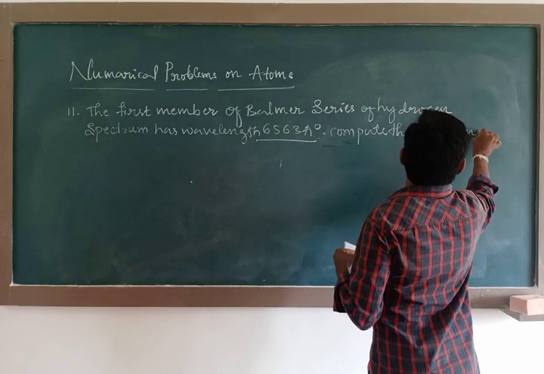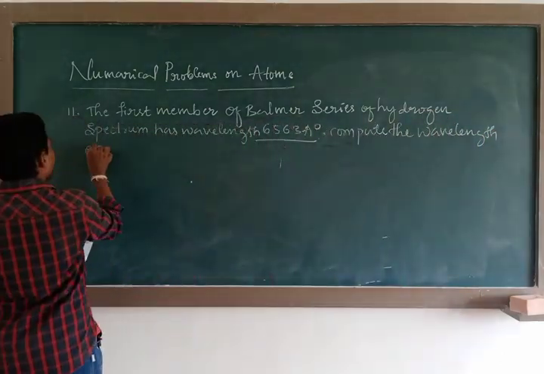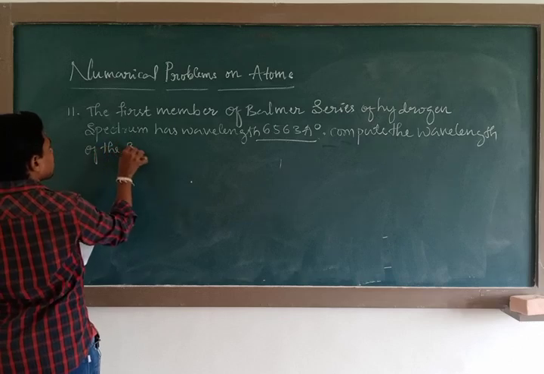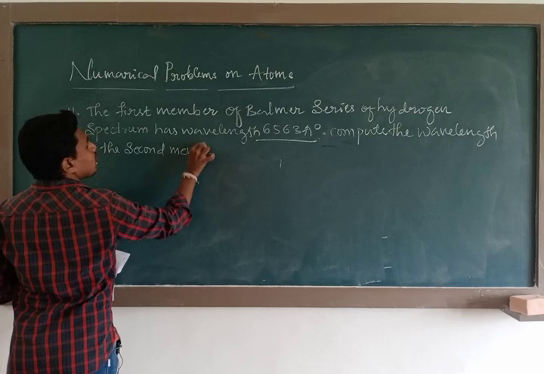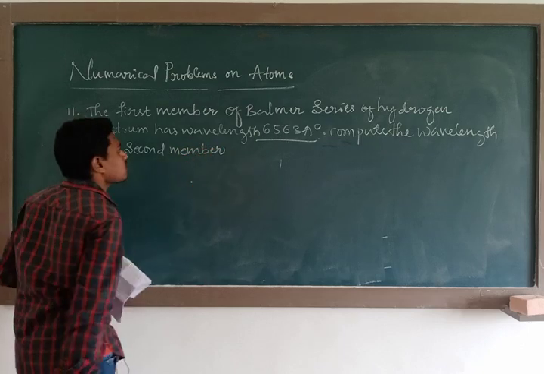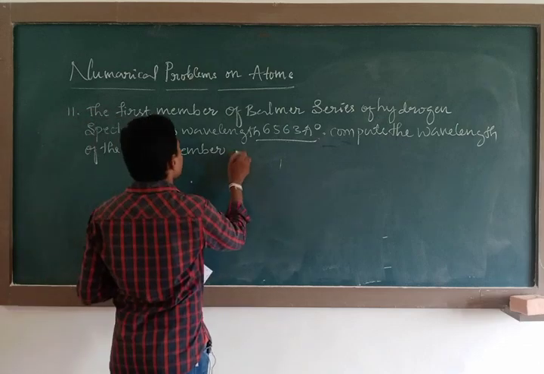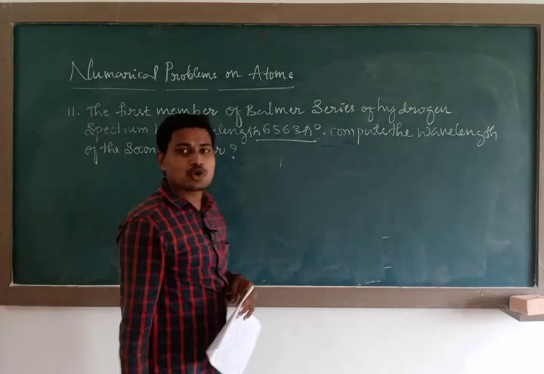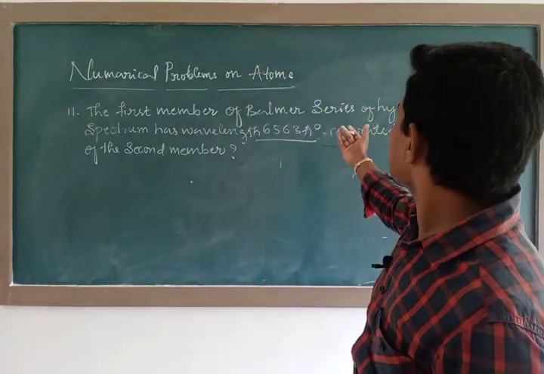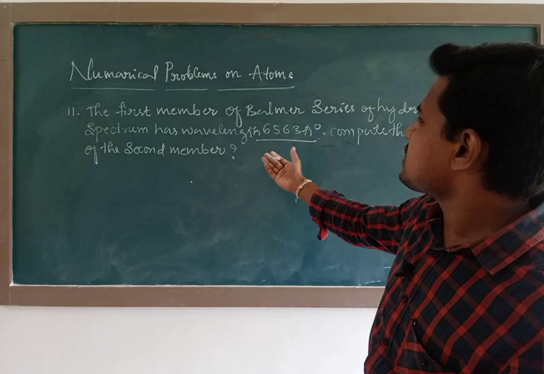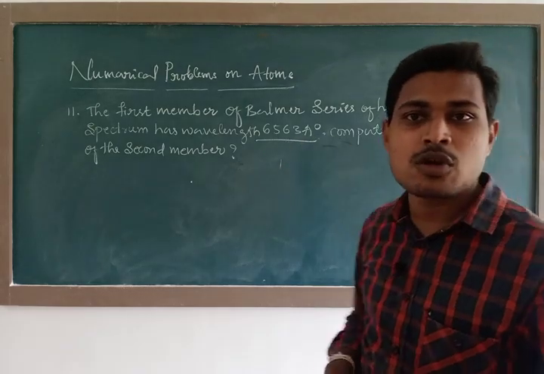Compute the wavelength of the second member of which series? The same Balmer series only, of the second member. This is the question. The wavelength of the first member of Balmer series is given as 6563 angstrom.